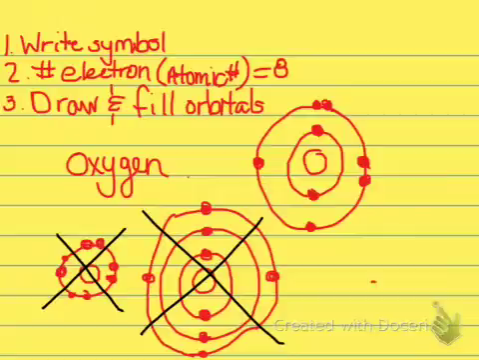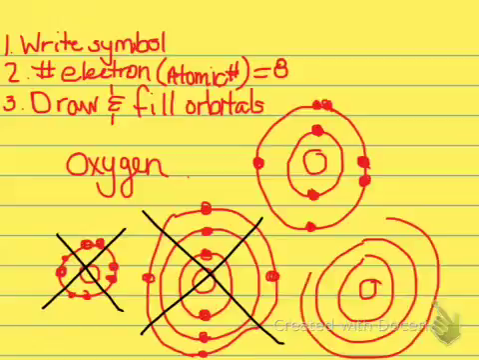There's another error that people might make, which is starting from the outer orbital and moving in. 2, 3, 4, 5, 6, 7, 8. Again, starting from the outer orbital and moving in is incorrect. You need to start from the inside and move out.